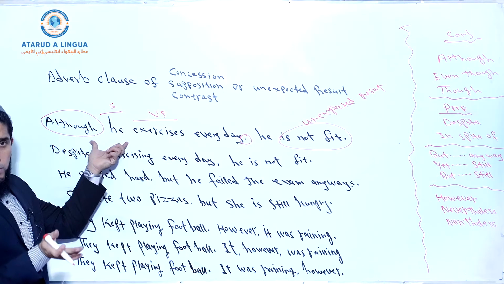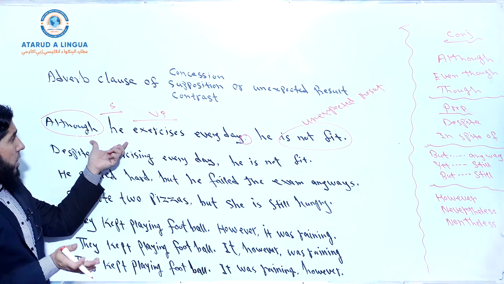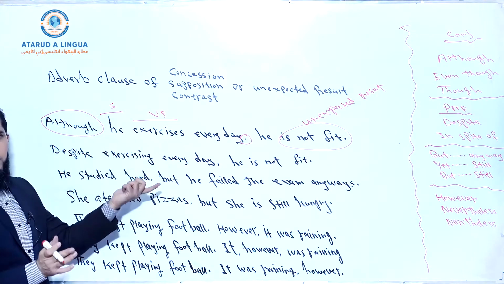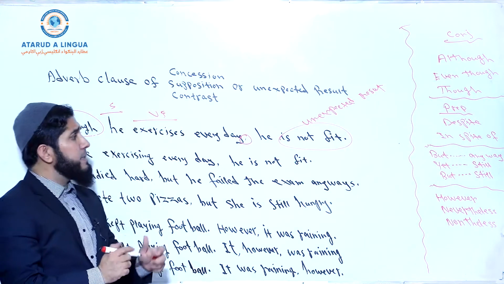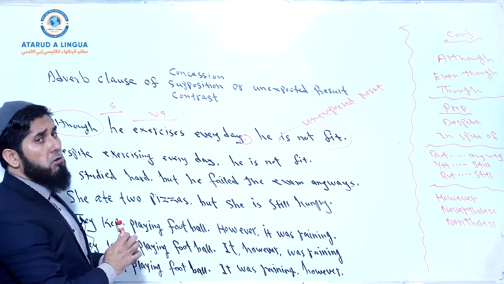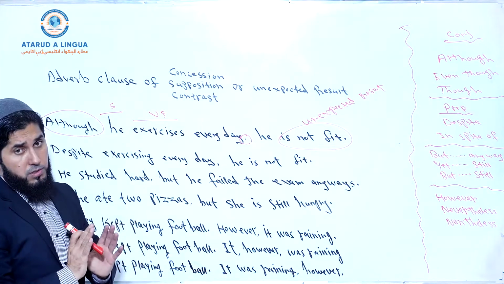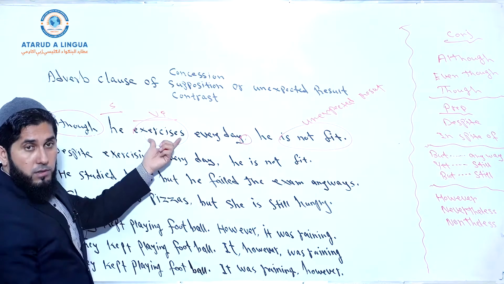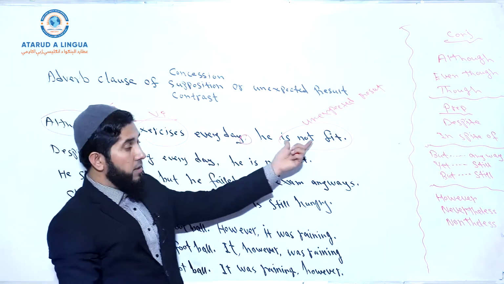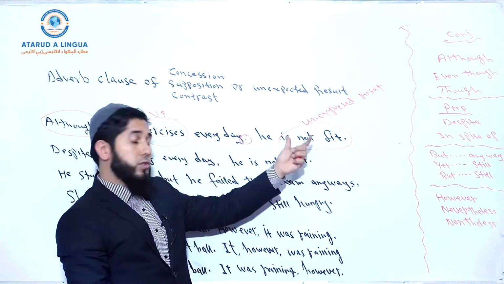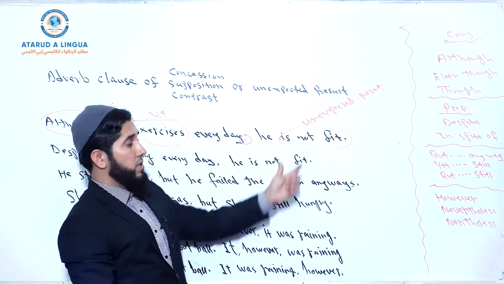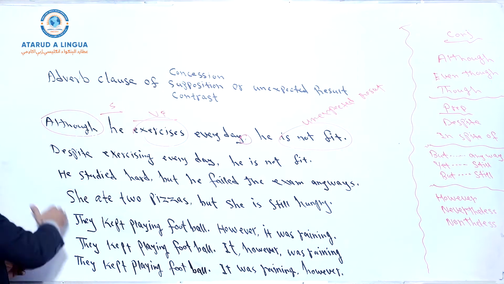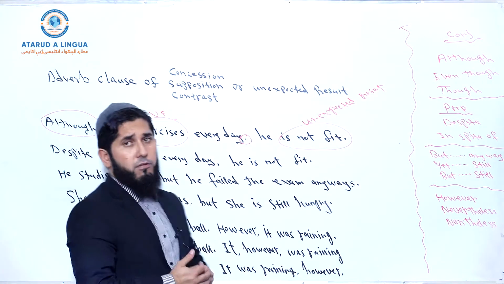So now how can you define adverb clause of unexpected result? It is a group of words which has a subject and main verb, and shows the action of unexpected result. So the action, exercising, is the result of the unexpected. The action of unexpected result. But look, despite exercising every day, he's not fit.